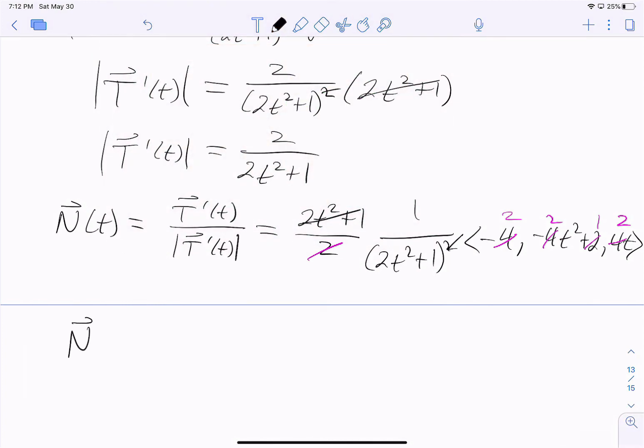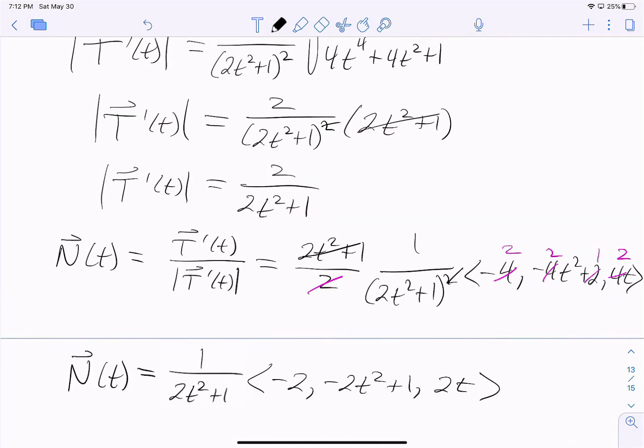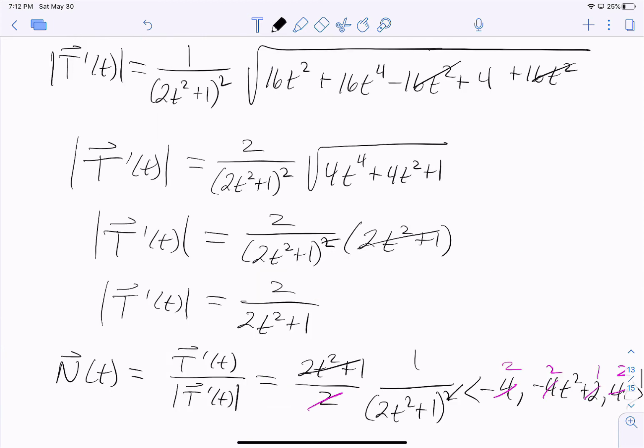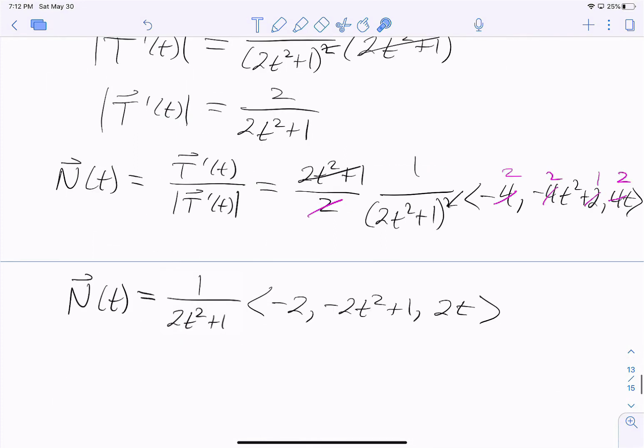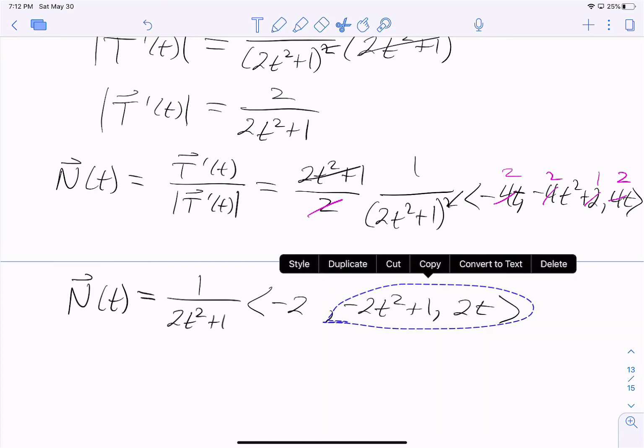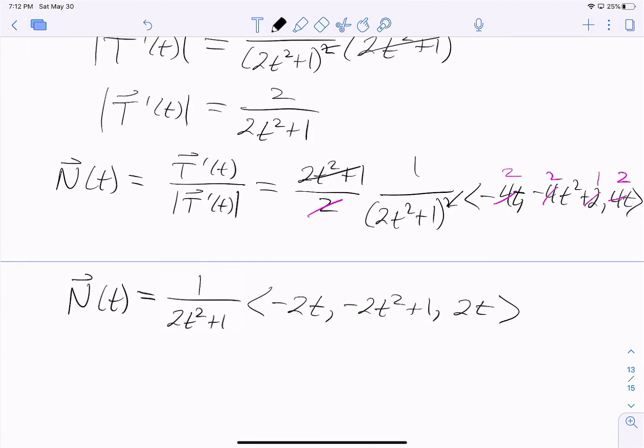Maybe this isn't going to be so bad. N of t, after all this, how can I say that? N of t is then equal to 1 over 2t squared plus 1 times the vector negative 2t squared plus 1, 2t. And did you catch my mistake? I sure did myself. I wrote for the i component -4 instead of -4t. So my i component should be -4t, and then after dividing out by 2, I should have a -2t.